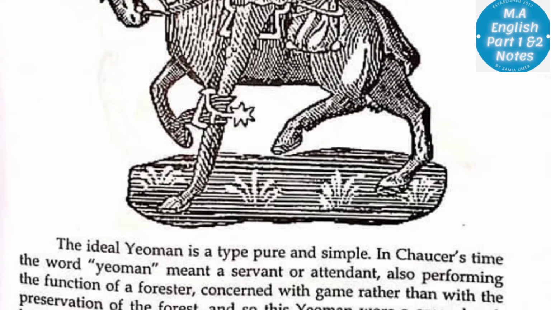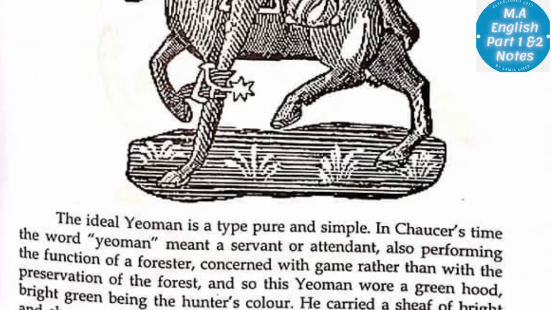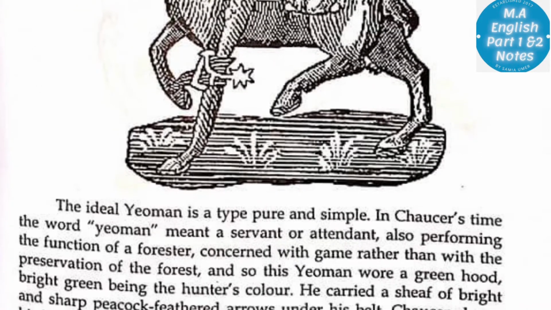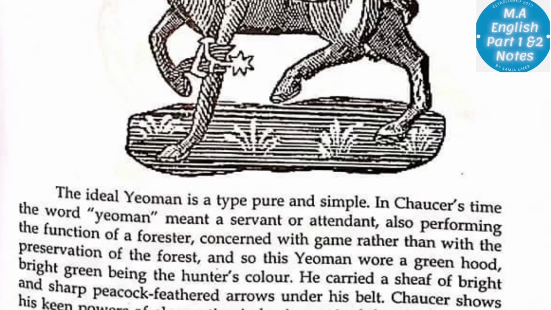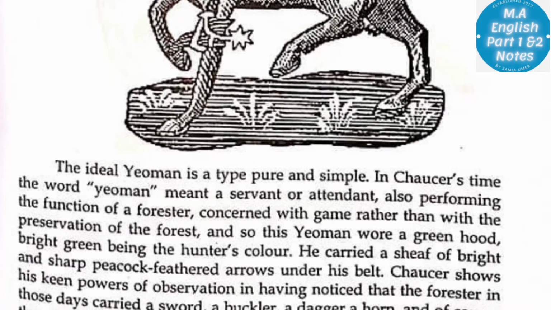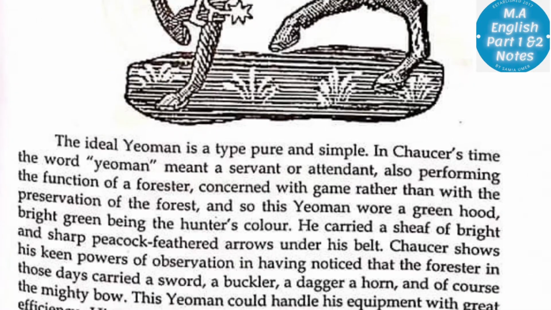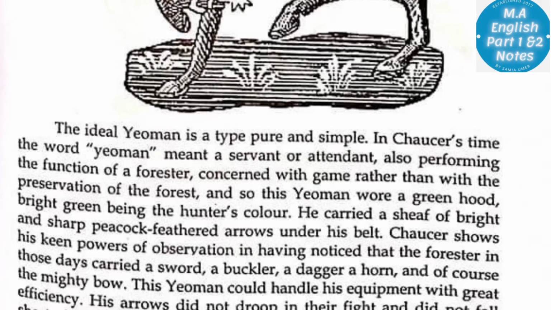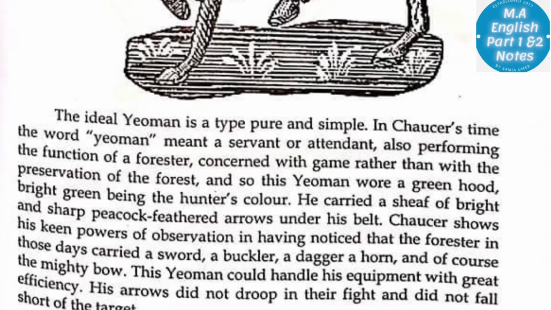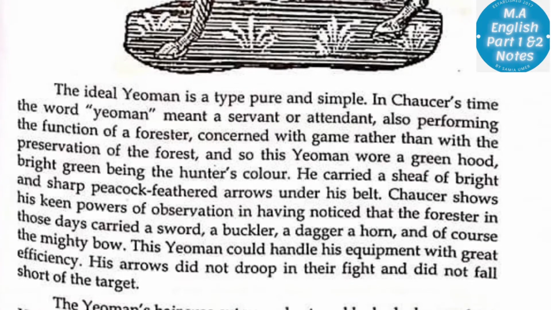And so this yeoman wore a green hood, bright green being the hunter's color. He carried a sheaf of bright and sharp peacock-feathered arrows under his belt. Chaucer shows his keen powers of observation in having noticed that the forester in those days carried a sword, a buckler, a dagger, a horn, and of course the mighty bow. This yeoman could handle his equipment with great efficiency. His arrows did not droop in their flight and did not fall short of the target.